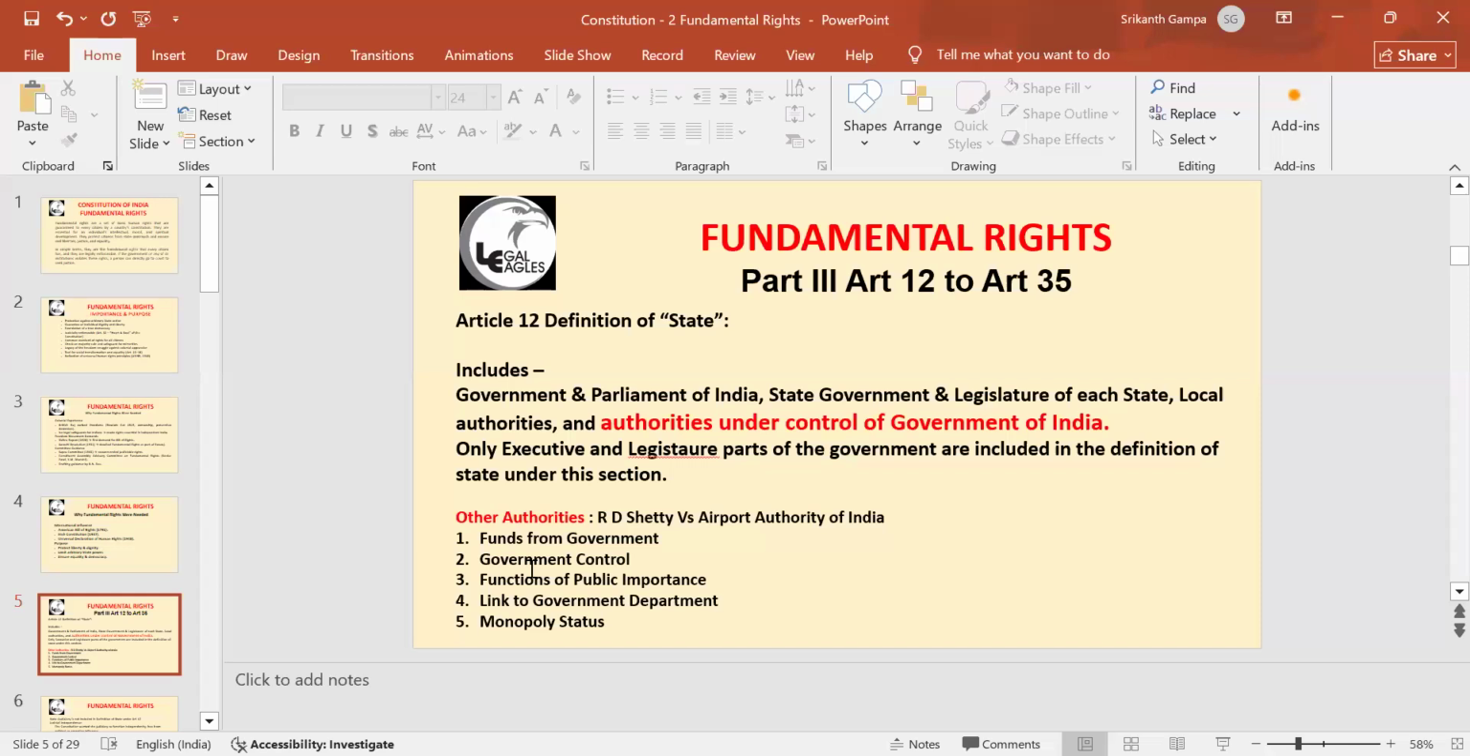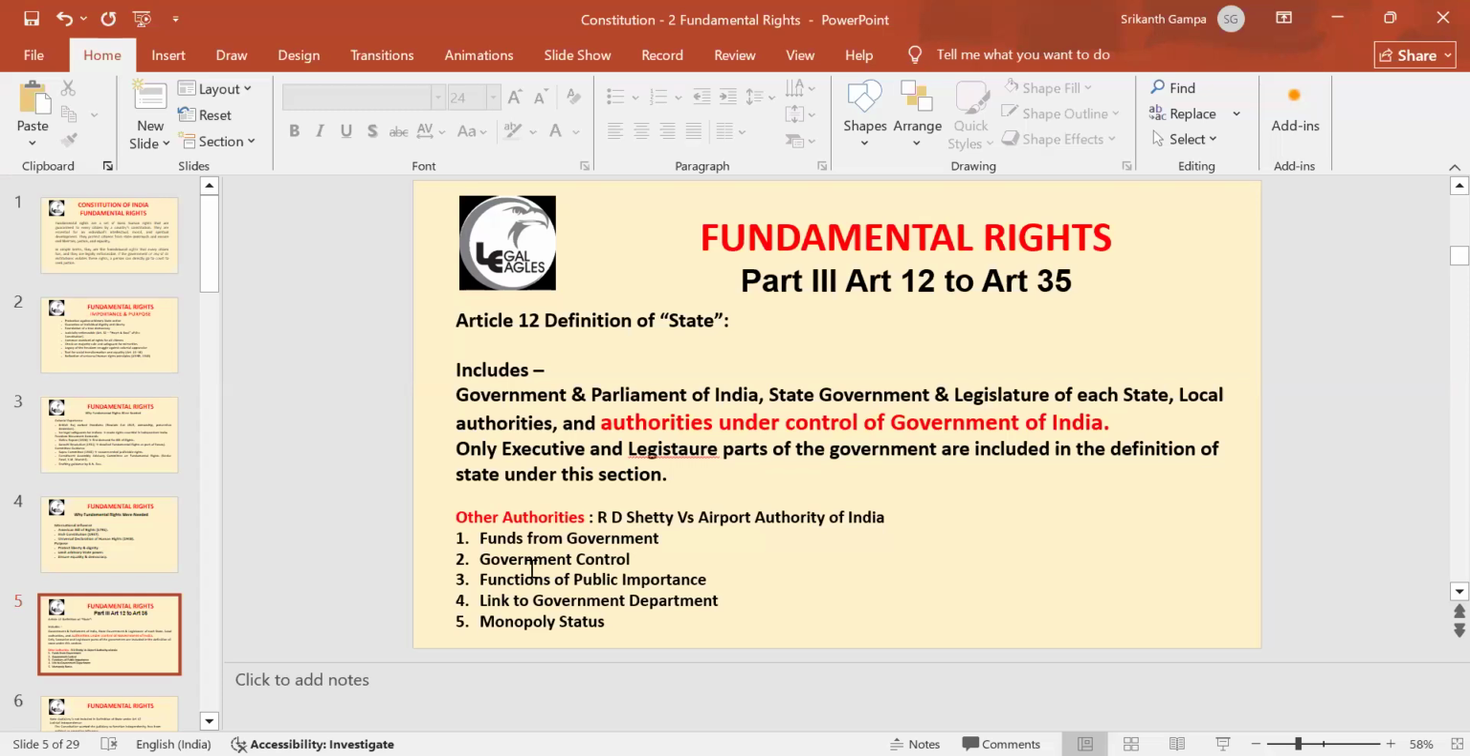Even if majority control is there, even if it is monopoly, even if it is linked to some government department like the Atomic Energy Department, Atomic Energy, CSIR. CSIR is connected to maybe some ministry. Similarly, Atomic Research Center, DRDL, DRDO. These are all connected to the Defense Ministry. So they are all part of the state for this purpose only.